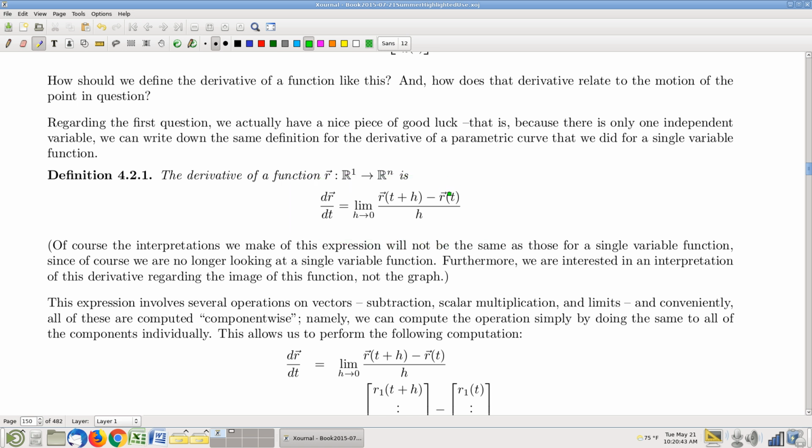Notice I'm looking at a point on the parametric curve. I'm then looking at another point on the parametric curve that comes from going h units of time later. So there are two points on the parametric curve. I'm then going to take the difference between those two points. That's going to be a vector from green to blue. And then that gets divided by h, and we take a limit, etc.